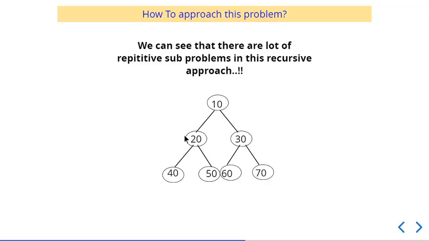We can see that there are a lot of repetitive subproblems in this recursive solution. So we have developed the recursive solution. Now we are on the third part of the problem. We have developed the observations, we have developed the recursive approach. Now we are on the third part: how we'll apply DP in this particular problem. So we can see there are a lot of repetitions.